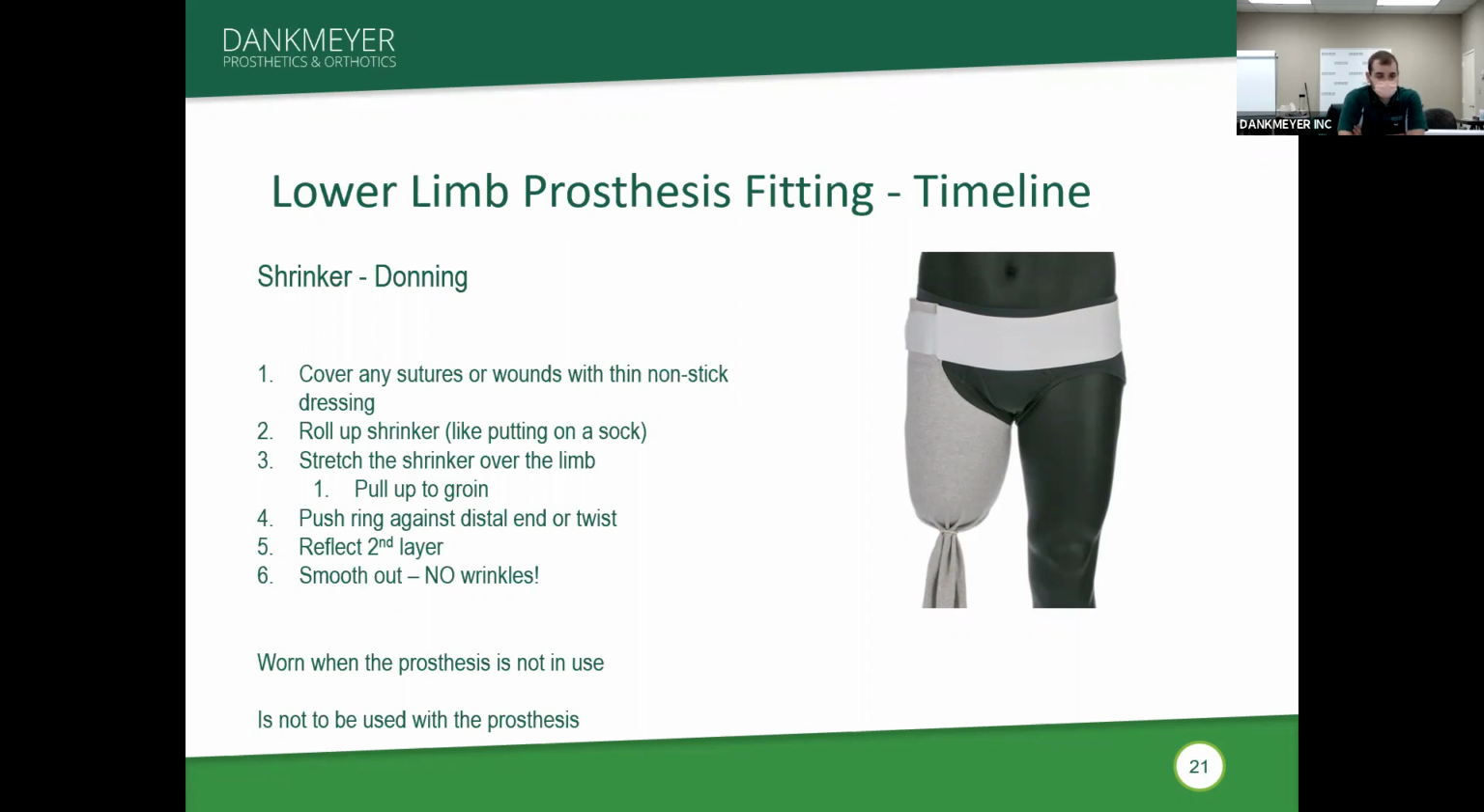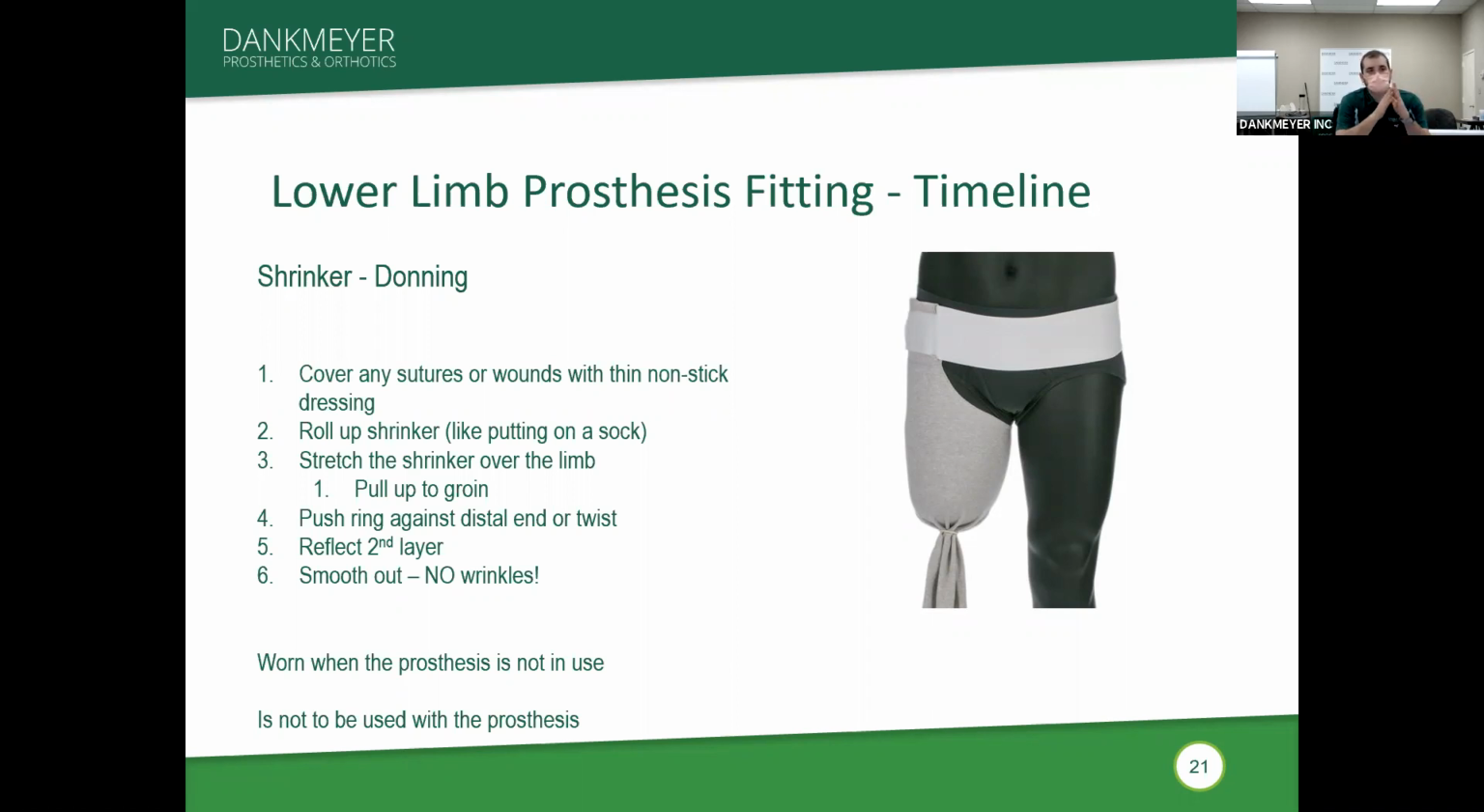Most of the shrinkers will then have a little ring that you can see there at the bottom of the residual limb, and you push that ring up until it touches the end of the residual limb. Then you reflect the remaining part of the shrinker that you can see hanging down in the picture. That gets reflected and then pulled up.